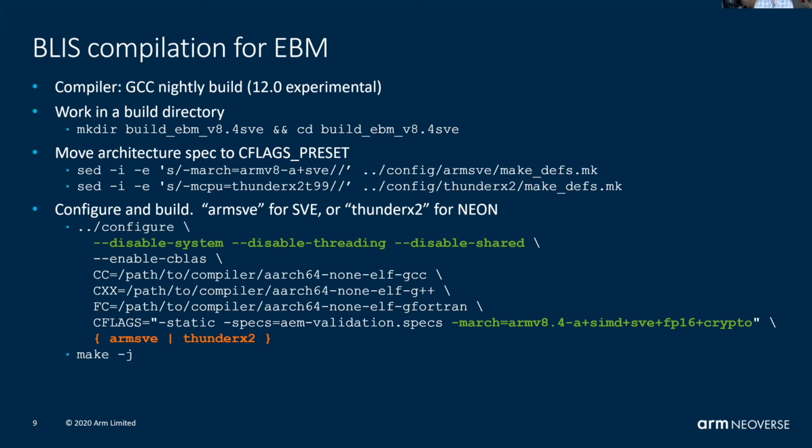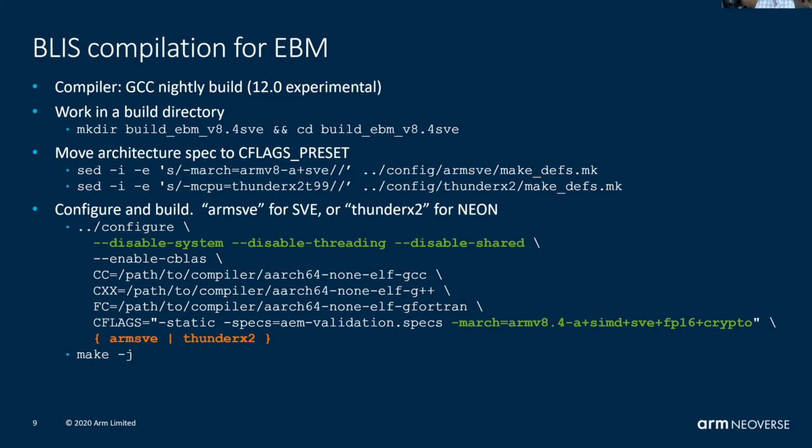Similar approach, but I'm moving the architecture spec away from the CFLAGS and into CFLAGS preset so I can control them very specifically from the command line. So I'm taking out the ARMv8-A plus SVE spec from the ARM SVE config and the ThunderX2 T99 spec from the ThunderX2 config, which I'm using to measure Neon performance.